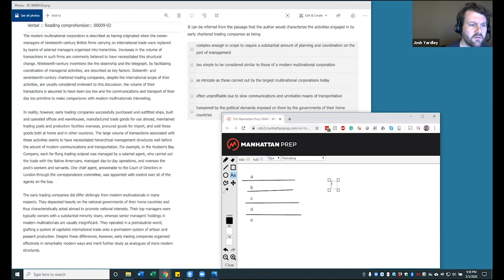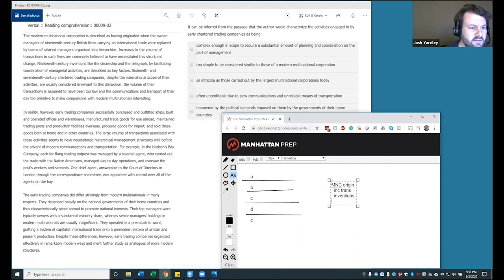Describing the origins of the multinational corporation. Okay, so it's talking about the multinational corporation and how it originated, and there are a few things that led to this. One was increased volume of transactions necessitated this change. And then also these 19th century inventions like the steamship and the telegraph, those are key factors. So those are a couple of things that led to this shift.